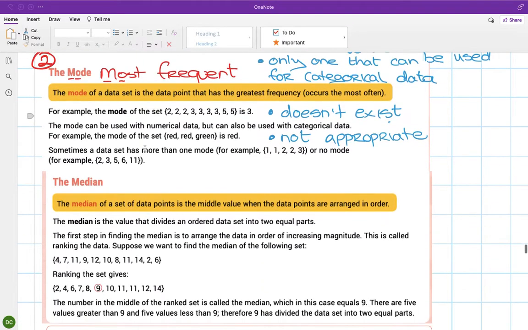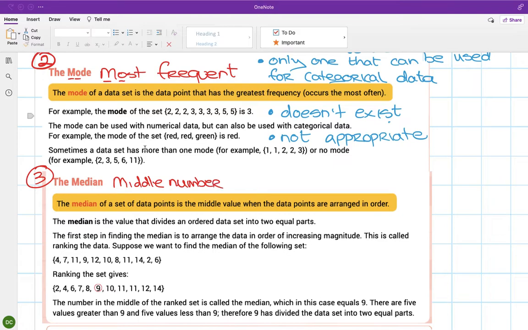Easy to calculate though. And the last one, I am going through these quite quickly, but like I said, you've done them before, so hopefully you remember some of them. The median is the middle number once the numbers have been ranked.